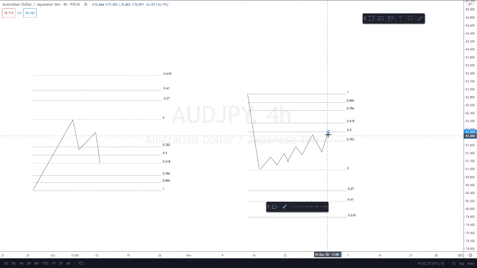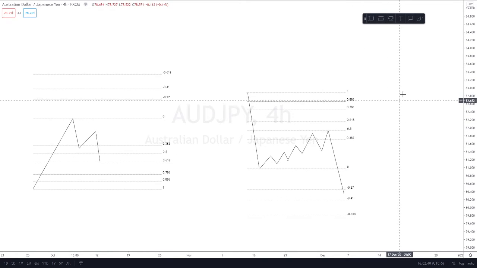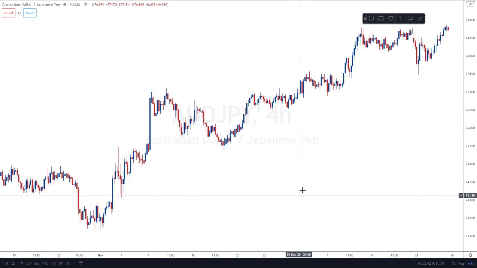formed a flag, came to the 50, and played out. So we're looking in that area to actually enter. And that's where we would look for our kill zone and our entry pattern in that situation. All right, so let's find a few examples.